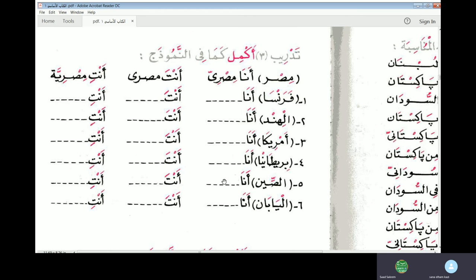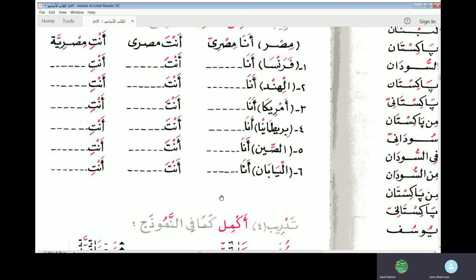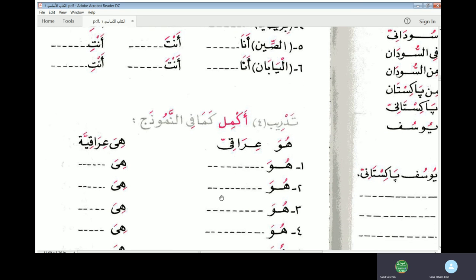Next, أنا صيني, I am Chinese. Anta Sini, you are Chinese. Anti Siniya, you are Chinese, for female. Next, Ana Yabani, I am Japanese. Anta Yabani, you are Japanese. Anti Yabaniya, you are Japanese.